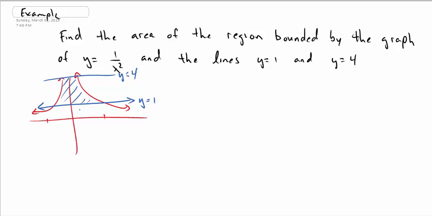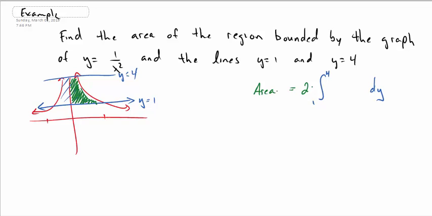Well, there's nothing that says that we have to integrate with respect to x, and we're not going to. Our limits of integration are 1 to 4, and we're going to be integrating with respect to y. We're going to be able to find the area bounded by the curve, the lines y equals 1 and y equals 4, and the y-axis. So we're going to start by finding that area, and then multiply by 2.